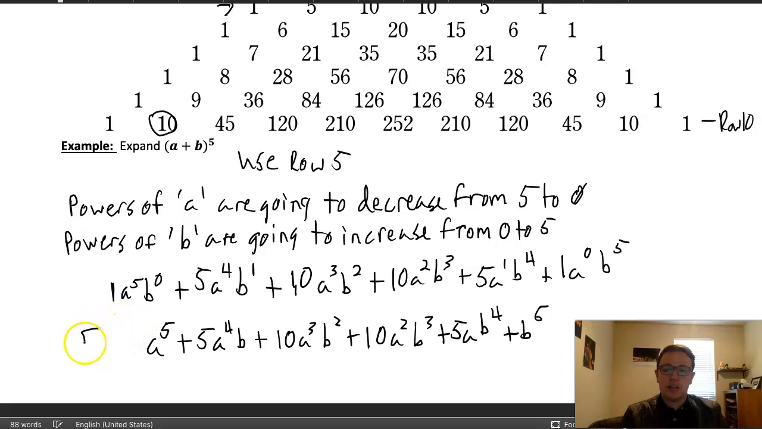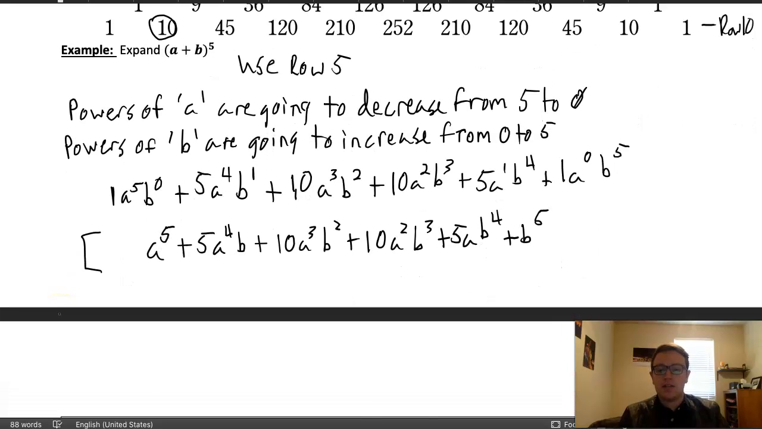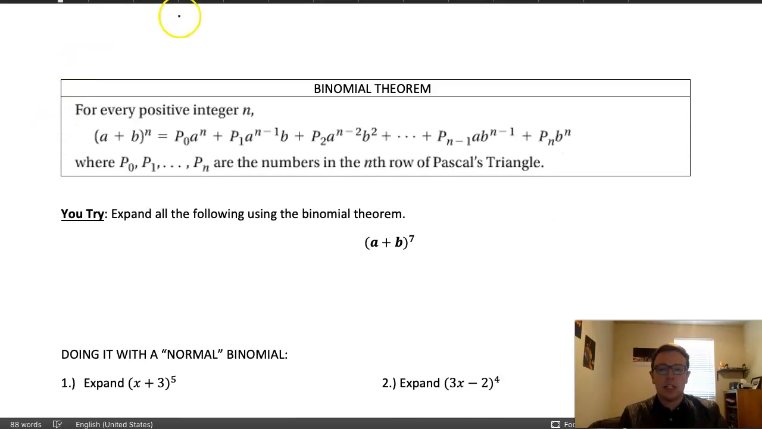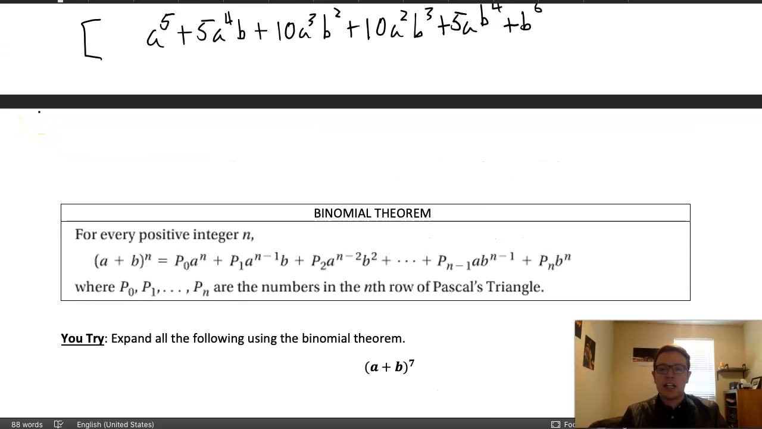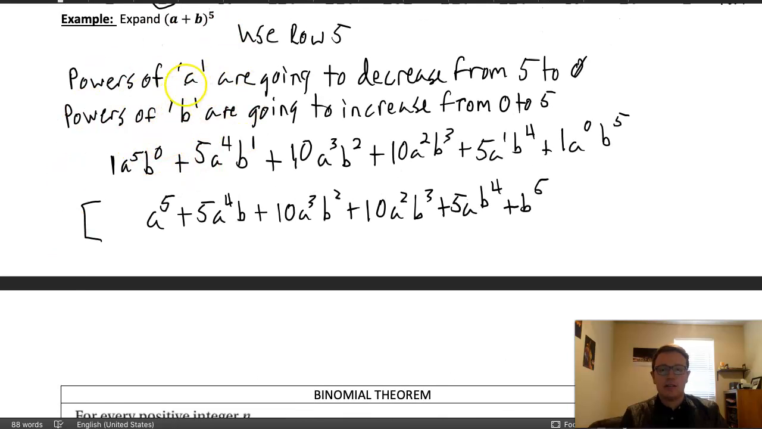So this is how we use Pascal's triangle. The reason we're allowed to do this is because of the binomial theorem. And all the binomial theorem says is that for every positive integer n, if you have two things added together, and then you raise it to that power, you can use Pascal's triangle to figure out the coefficients. You decrease your power of the first one, and you increase your power of the second. So binomial theorem, this looks really confusing. All it's saying is that we're okay to do this thing here. Use the row of the Pascal's triangle, decrease your powers of the first part, increase your powers of the second part.